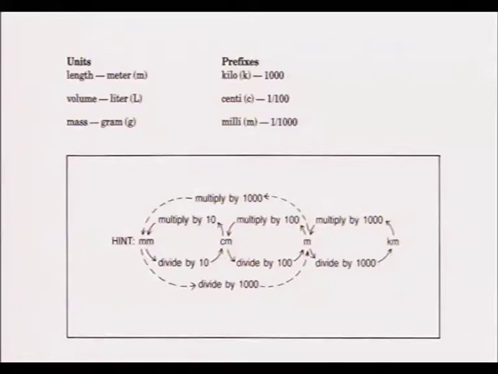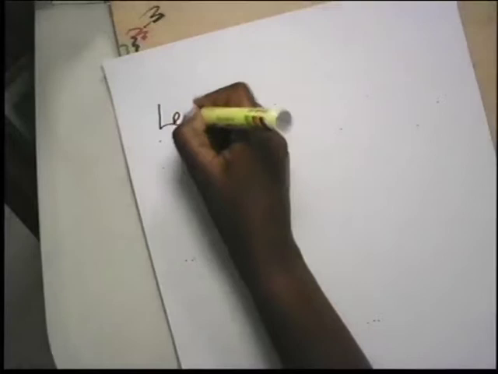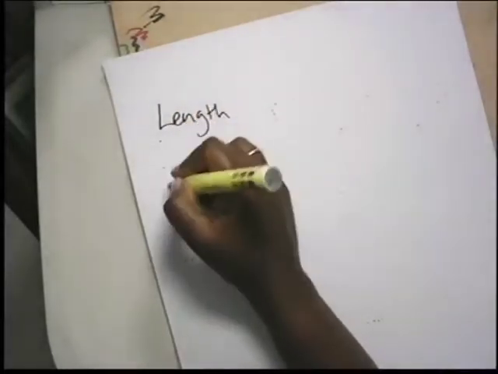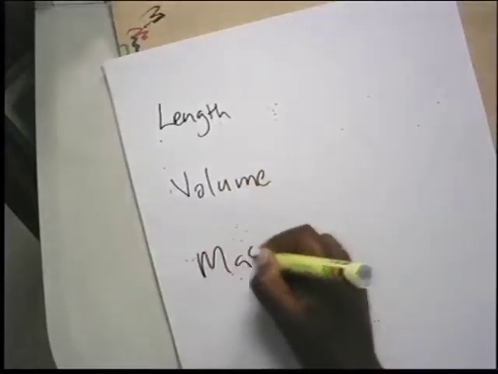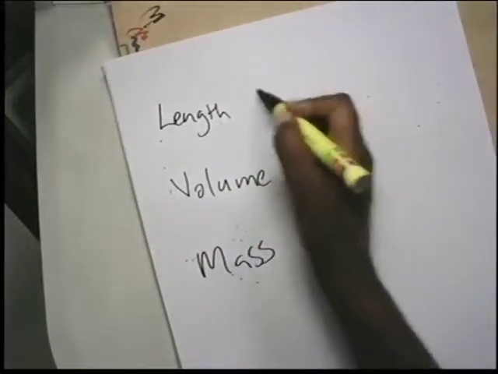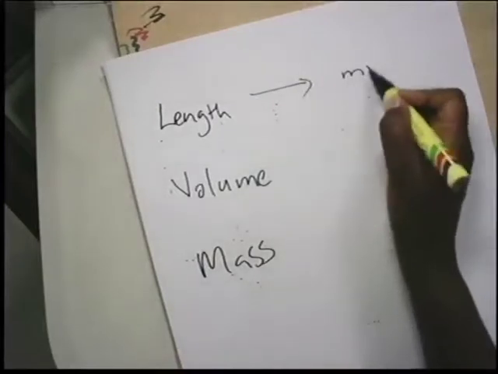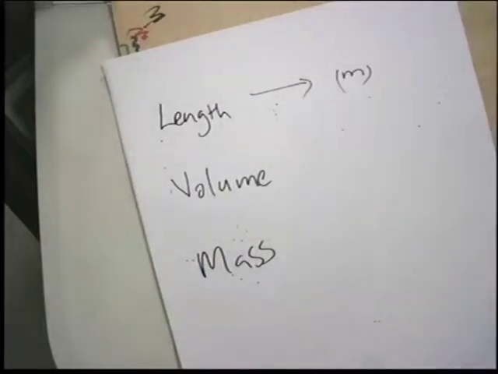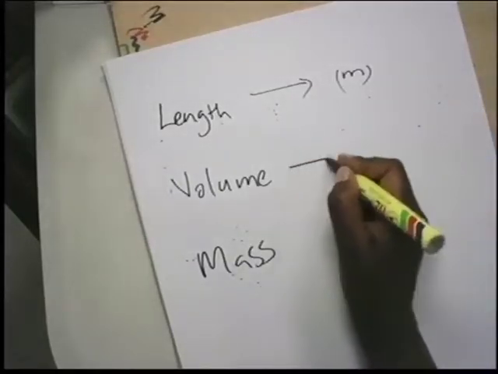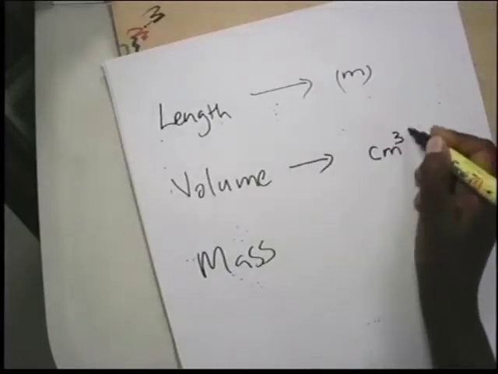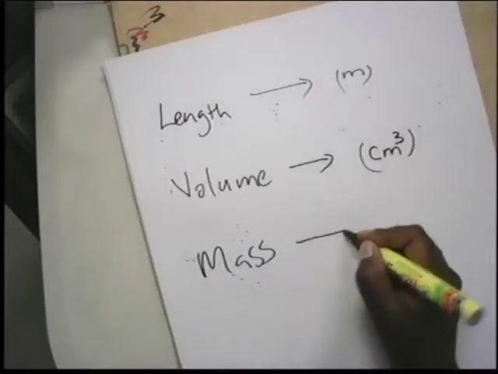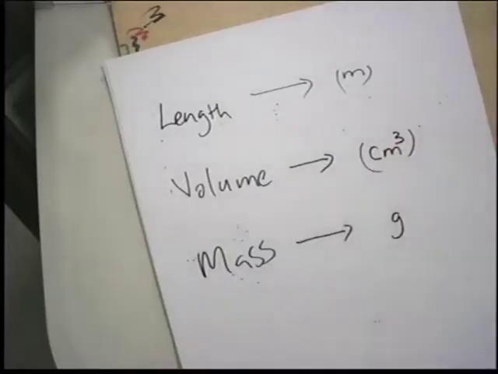You are given the 3 different units that we are using, which is length, we have volume, and we have mass. For length, we use meters, and if you are given kilometers or centimeters, you have to convert to meters. For volume, we have liters, but mostly in our calculations we use cubic centimeters. And then for mass, we have grams.